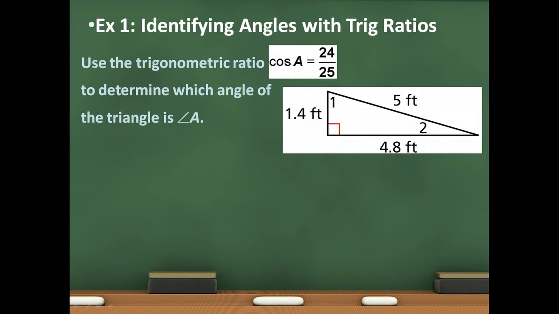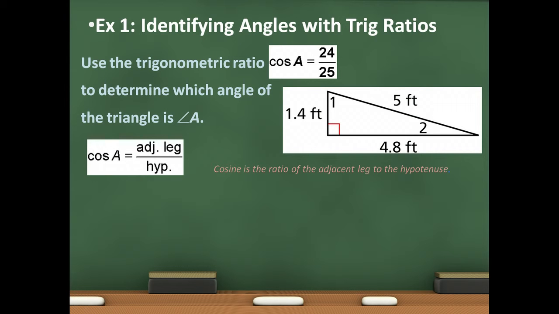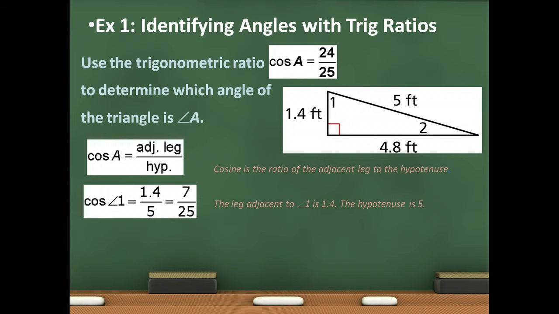Use the trigonometric ratio cosine of A equals 24 over 25 to determine which angle of the triangle is angle A. Looking at our picture, we have angles 1 and 2, and then a right angle. The cosine is the ratio of the adjacent leg to the hypotenuse. So let's set up our ratio. Cosine of A equals the adjacent leg over the hypotenuse. The leg adjacent to angle 1 is 1.4 and the hypotenuse is 5. If we multiply both of those times 5 over 5, we get 7 over 25. This is not correct.